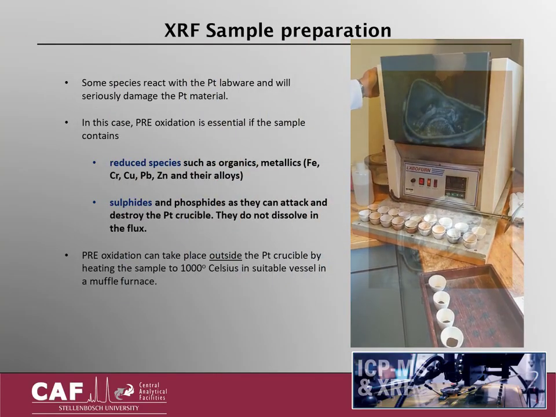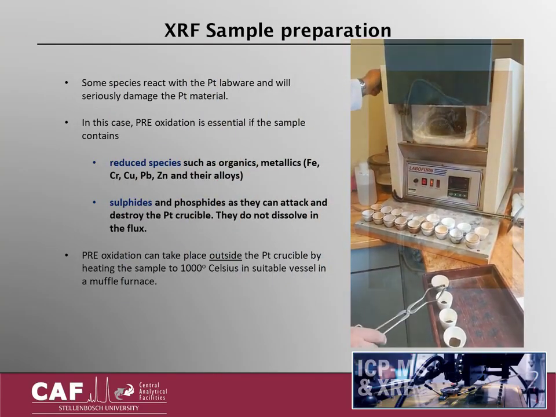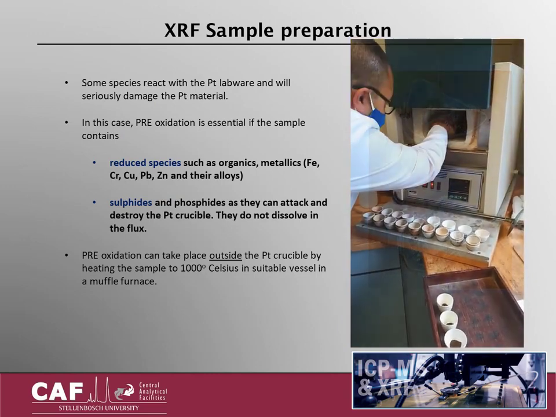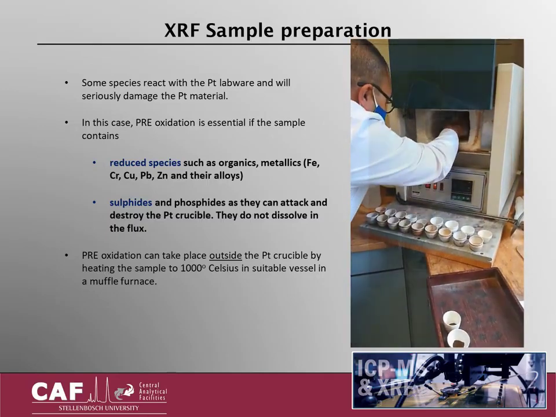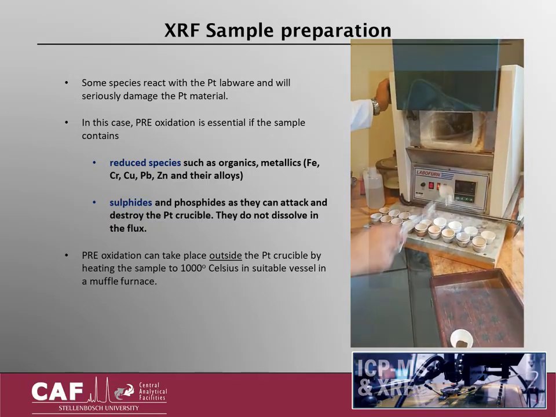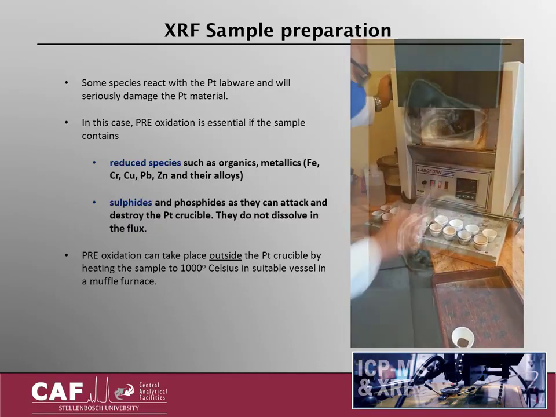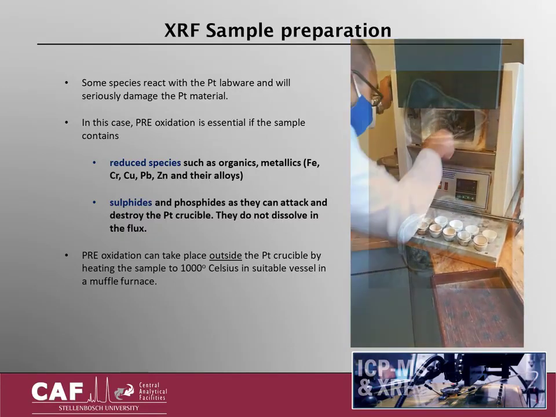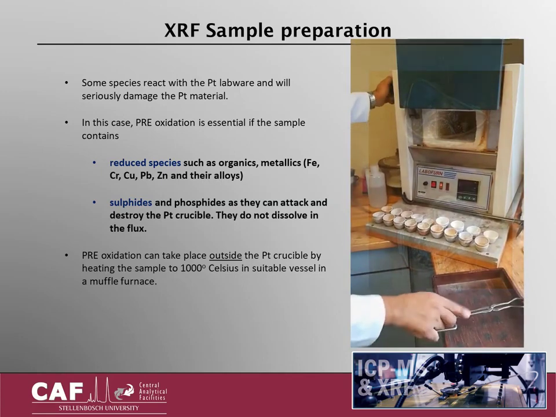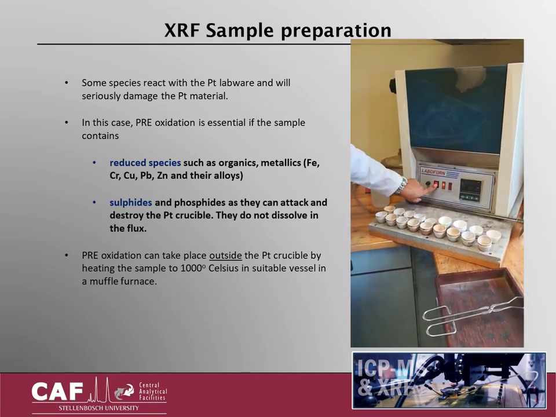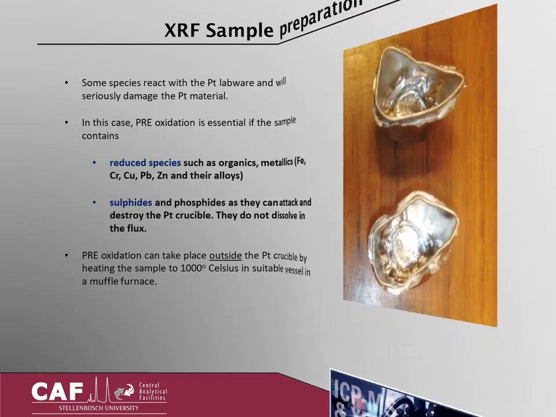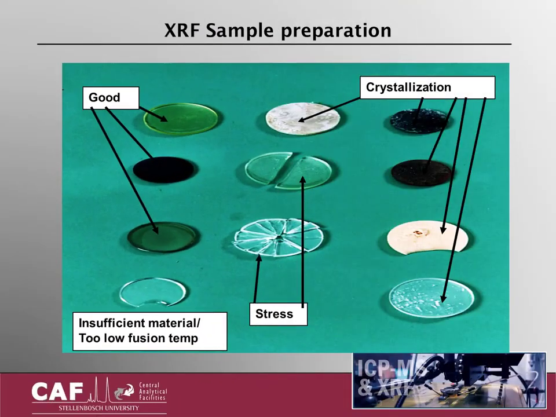Pre-oxidation is essential if samples contain reduced species such as organics, metallics, carbides, sulfides, and phosphides, as they do not dissolve in the flux but attack and destroy the platinum crucible. Pre-oxidation can take place outside the platinum crucible by heating the sample to 1000 degrees Celsius in a suitable vessel in a muffle furnace. Consistent and reproducible preparation of fused beads is not easy and is a science in itself.